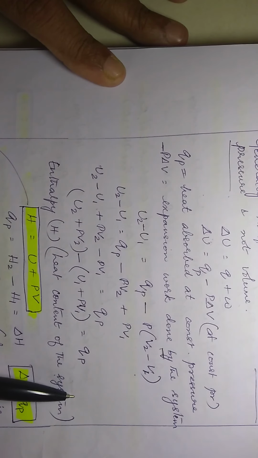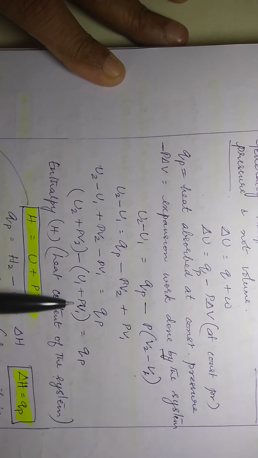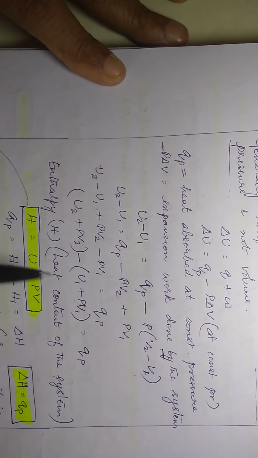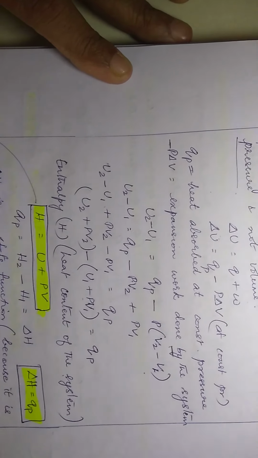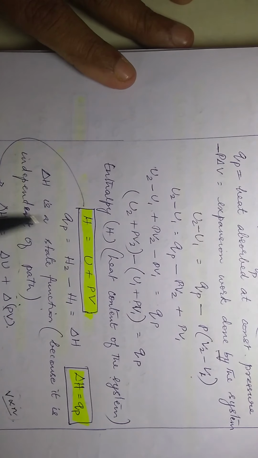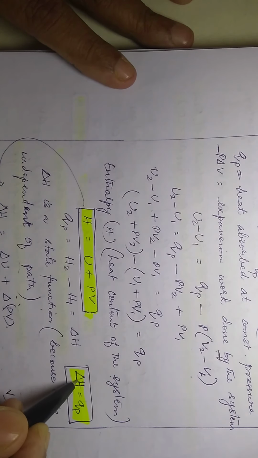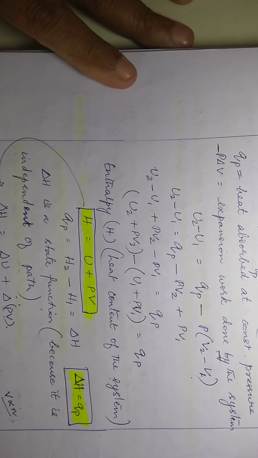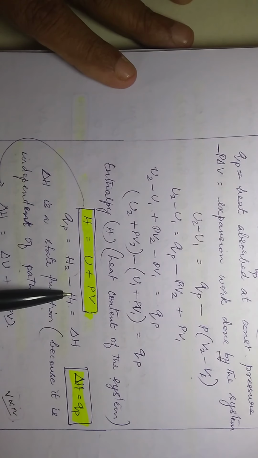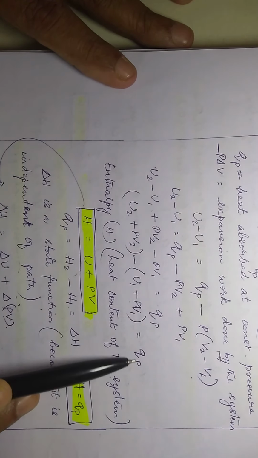Now from this what do you understand? This is U2 plus PV2 and U1 plus PV1. Why P only? Because it's all done at constant pressure. Okay. So you can write that this QP is nothing but delta H. QP is nothing but delta H, that is the enthalpy change, which is nothing but H2 minus H1. This is H2 minus H1. Okay, that is QP.